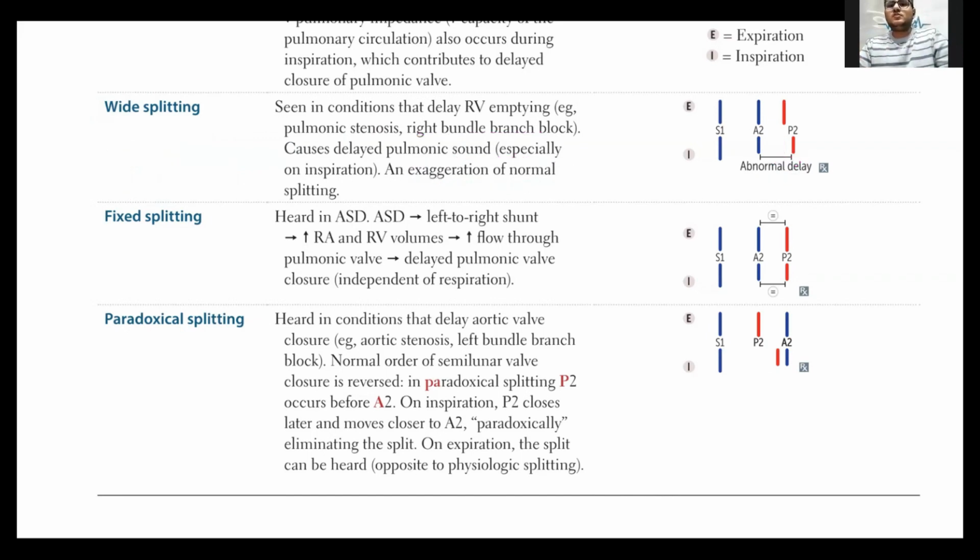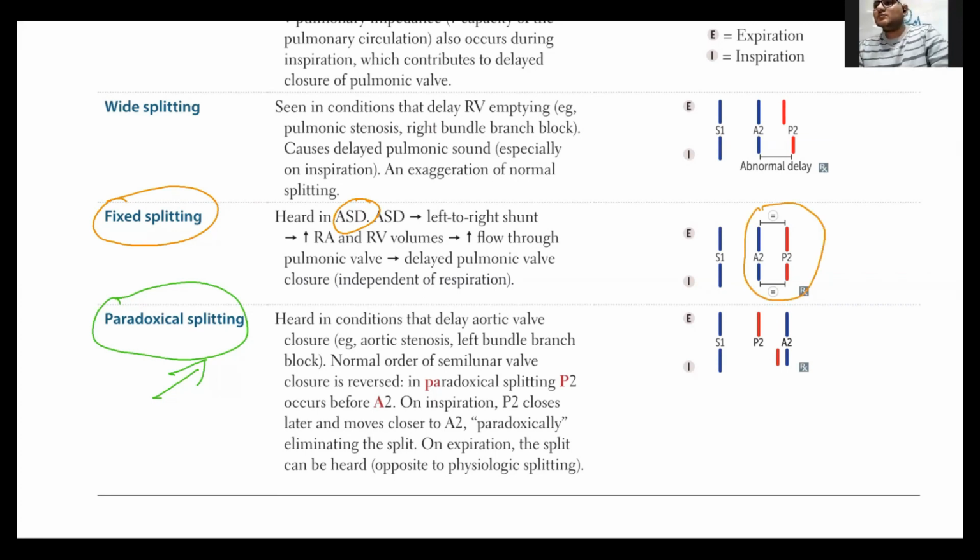Okay, and next we discussed the paradoxical, which is green. And then we discussed the fixed splitting. Okay, fixed was very easy. It is in atrial septal defect. So you can see in this diagram, in both expiration and inspiration there is a fixed delay.